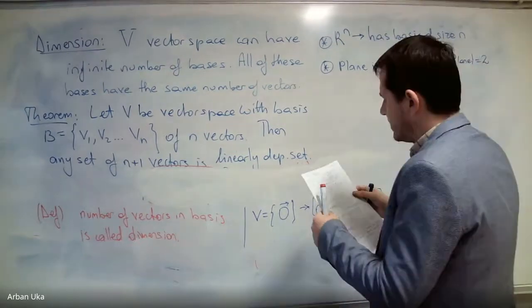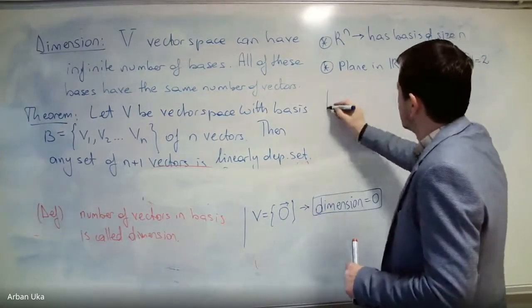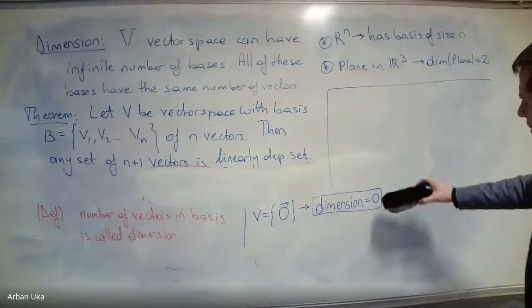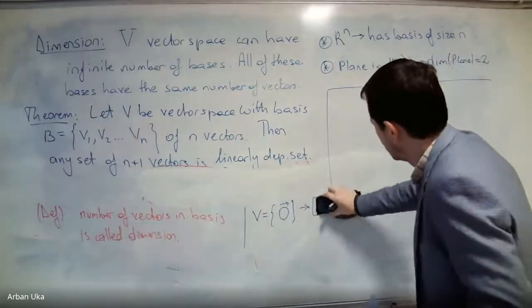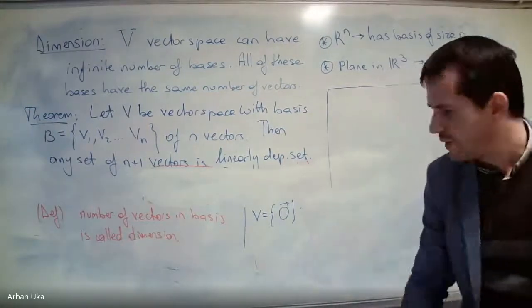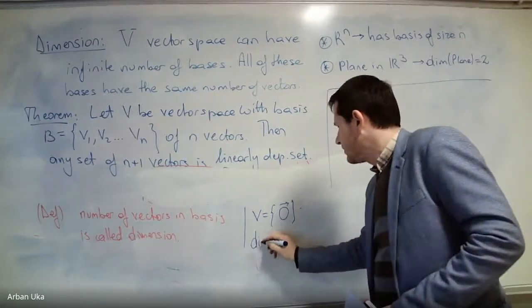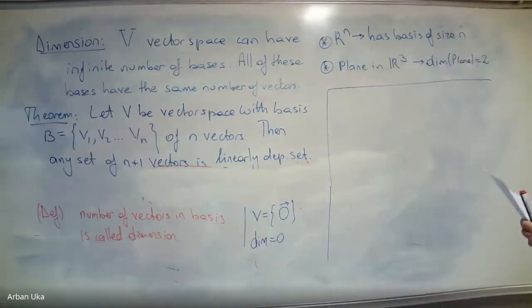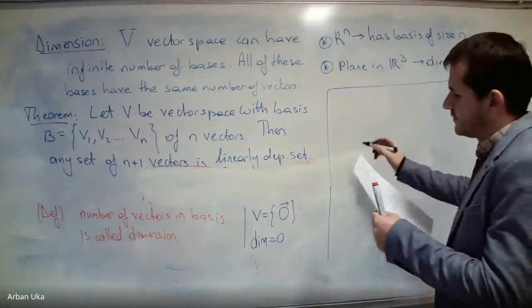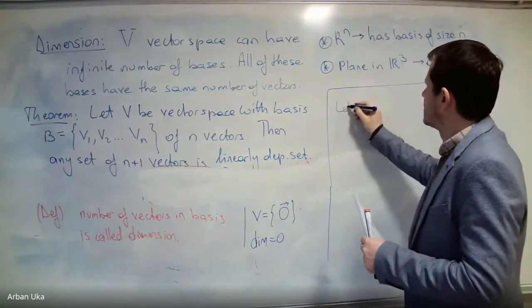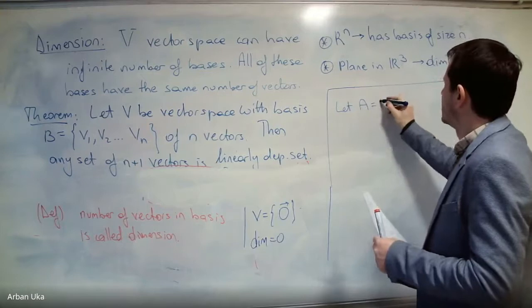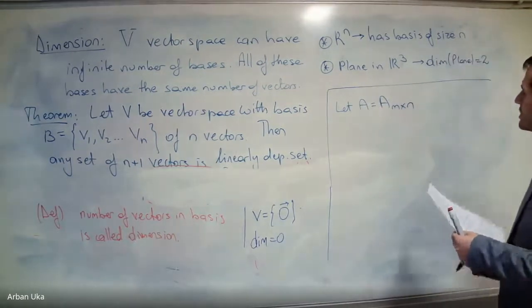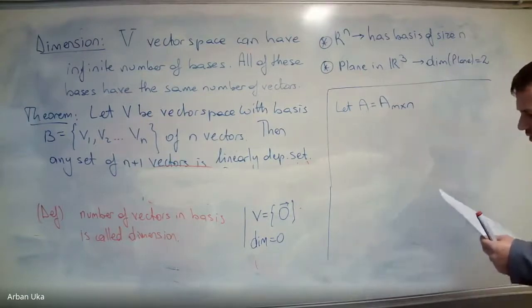Okay, so let's look at a formal definition, but for the sake of space, let me erase this one. If you haven't seen this yet, the dimension here is equal to 0 by definition. Now, let's assume that we have a matrix A, which is m by n. We know what this looks like. It has m rows and n columns.